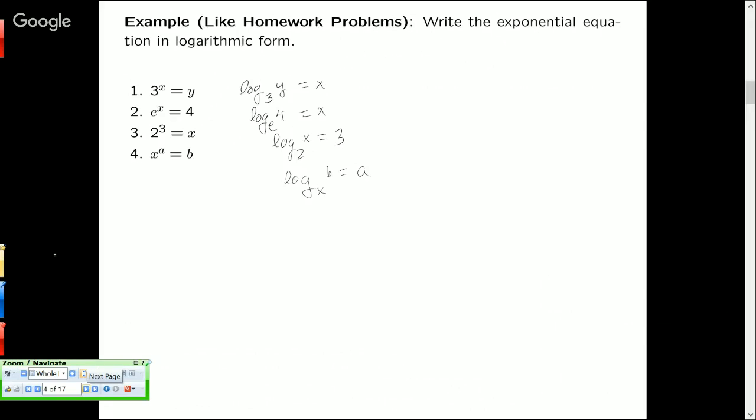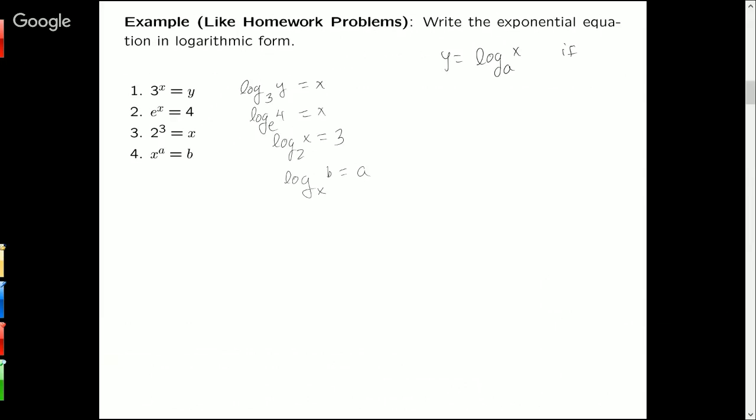Yeah. What was the log again? What do you mean, what was the log again? What is it defined to be? Log base a of x is equal to y if and only if a to the y equals x. That's the relationship between the two of them.